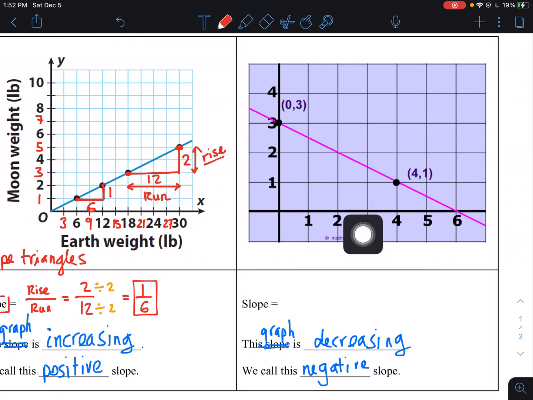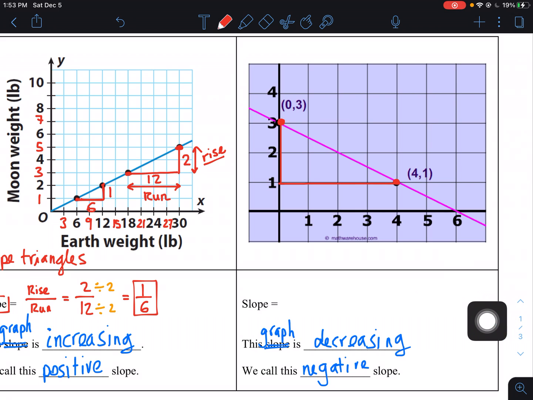Let's look at one that's negative. So I'm going to start. They actually gave us 2 points, which is nice. I'm going to draw my triangle. Remember, our triangle goes between 2 points, and I'm going to draw our triangle underneath the line.